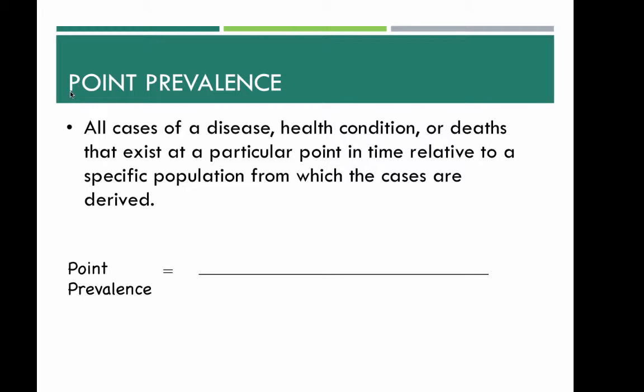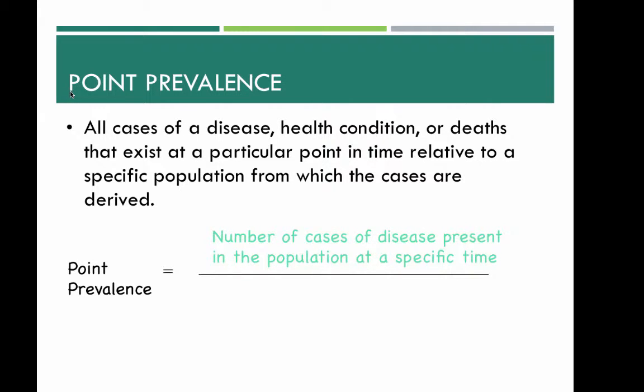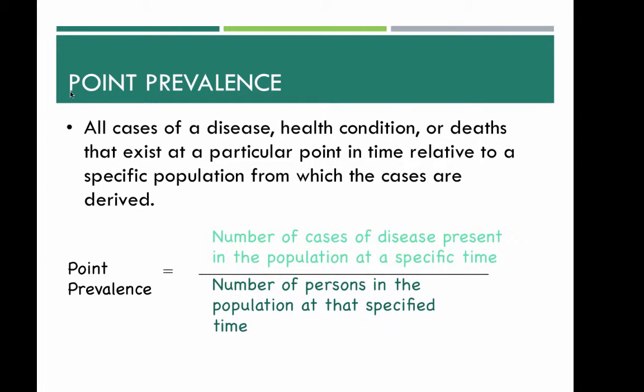It means that we calculate point prevalence as the number of cases of a disease present in the population at a specific time divided by the number of people in the population at that specific time. So if we were asking a survey question related to point prevalence, the question might read something like, do you currently have asthma? Yes or no?